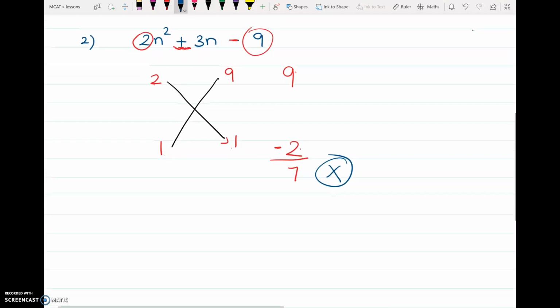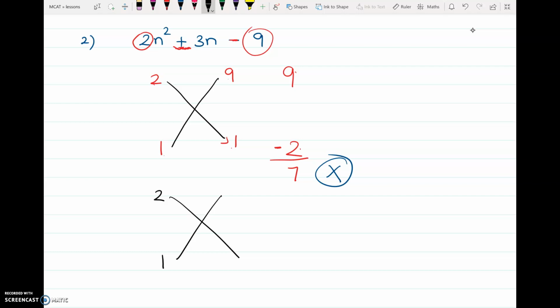Now this is a trial and error method, so we have to try again. Again we'll make a cross and keep the numbers on the left hand side as they are, 2 and 1, and now write different factors. Let's write the factors as, say, 3 and 3, and let's check whether this works.